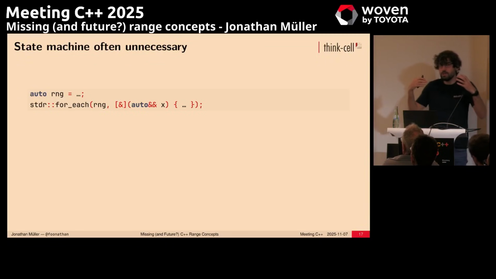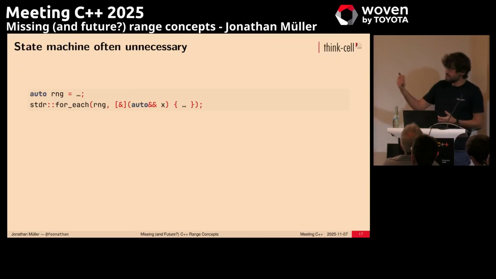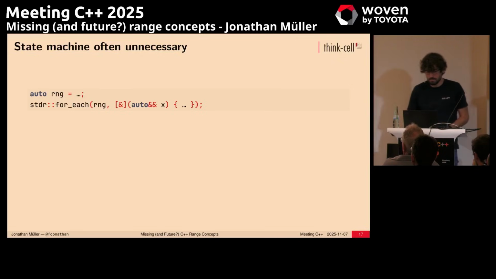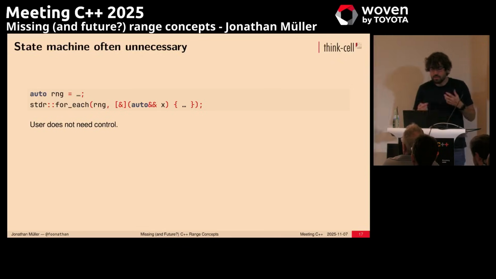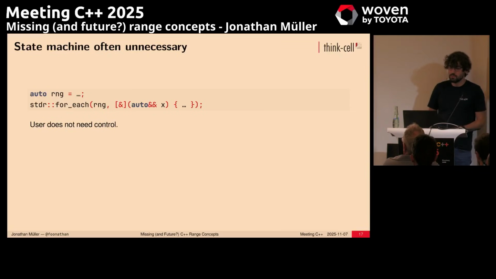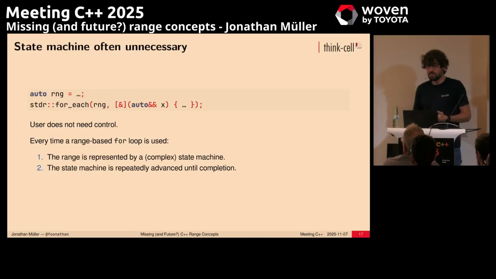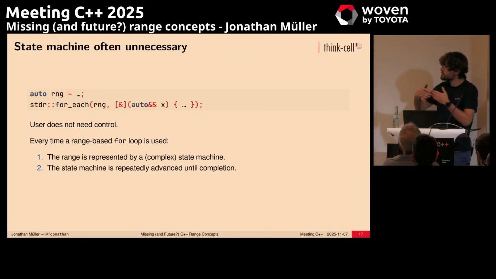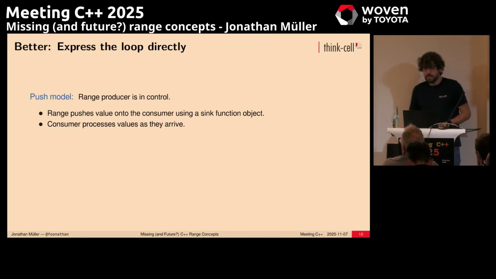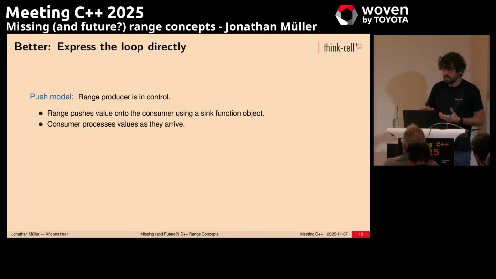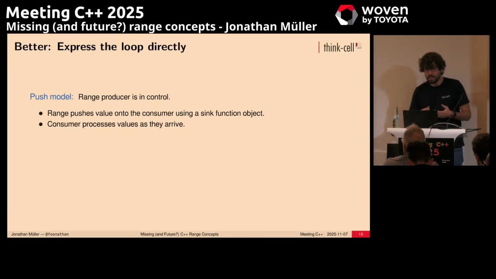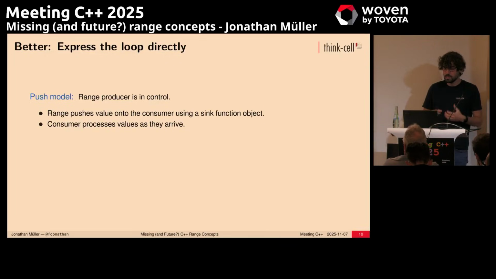However, often the state machine model is completely unnecessary. Because what we have is a range, and then we have a loop that goes over the entire range. Then the user does not need control. We just want all the values of the range. And so every time we use a range-based for loop, this range is represented by a potentially complex state machine, and then this state machine is repeatedly advanced until we are complete. That's wasteful. We didn't need the state machine to begin with if we just want to get all the values. So it's better, in this particular case, to use a push model. There the range producer is in control. So the range pushes the values onto the consumer using a sink function object, and then the consumer processes them one at a time.